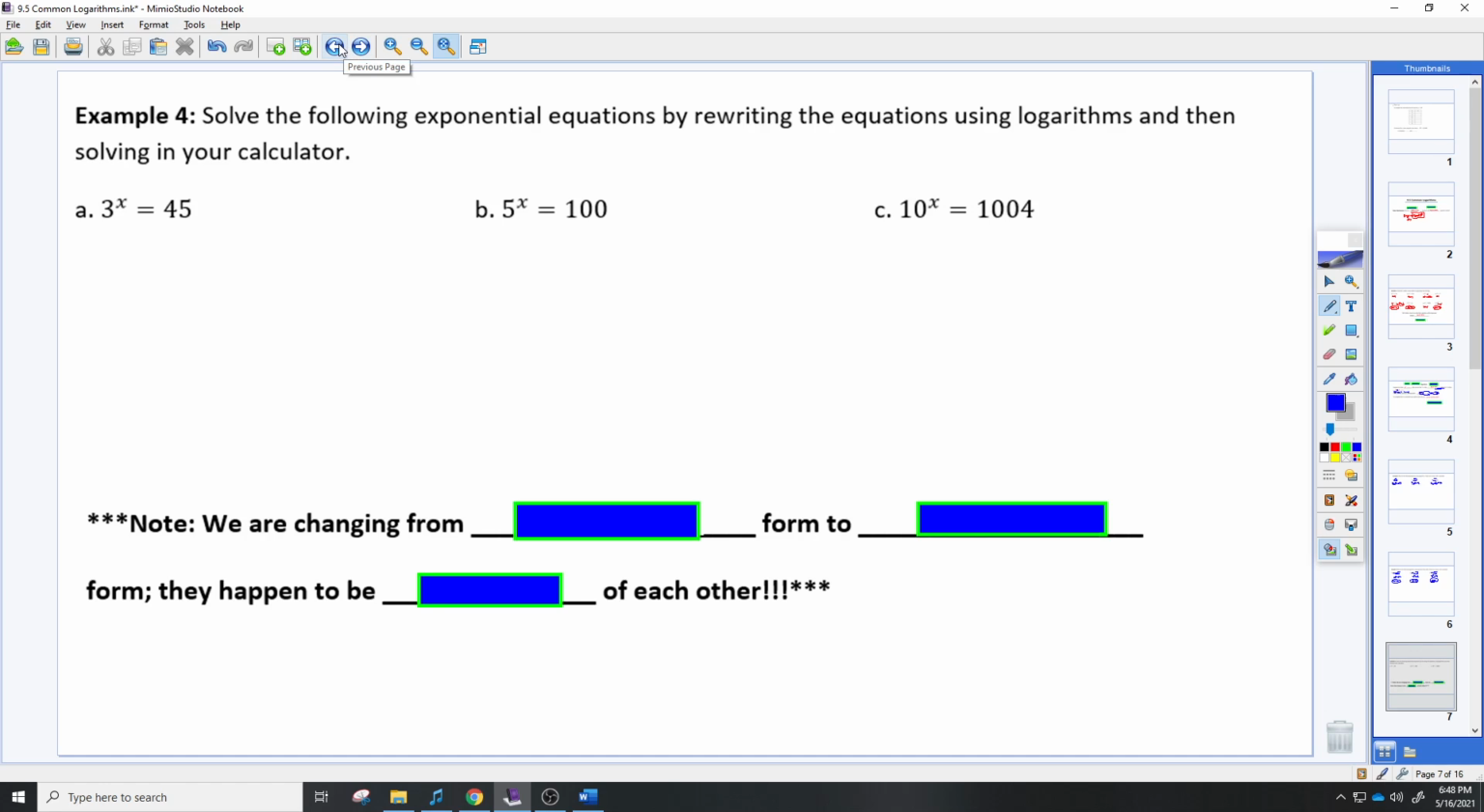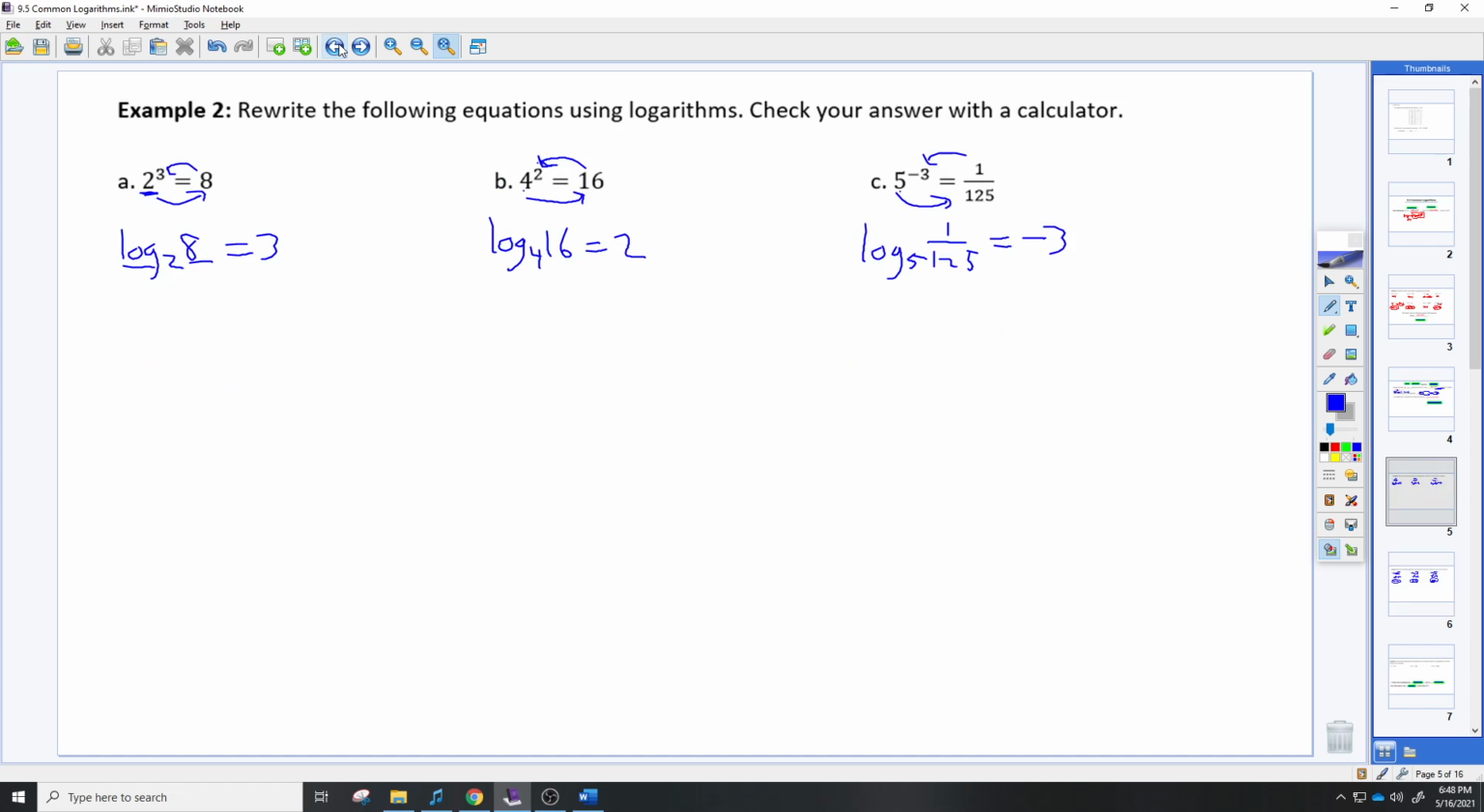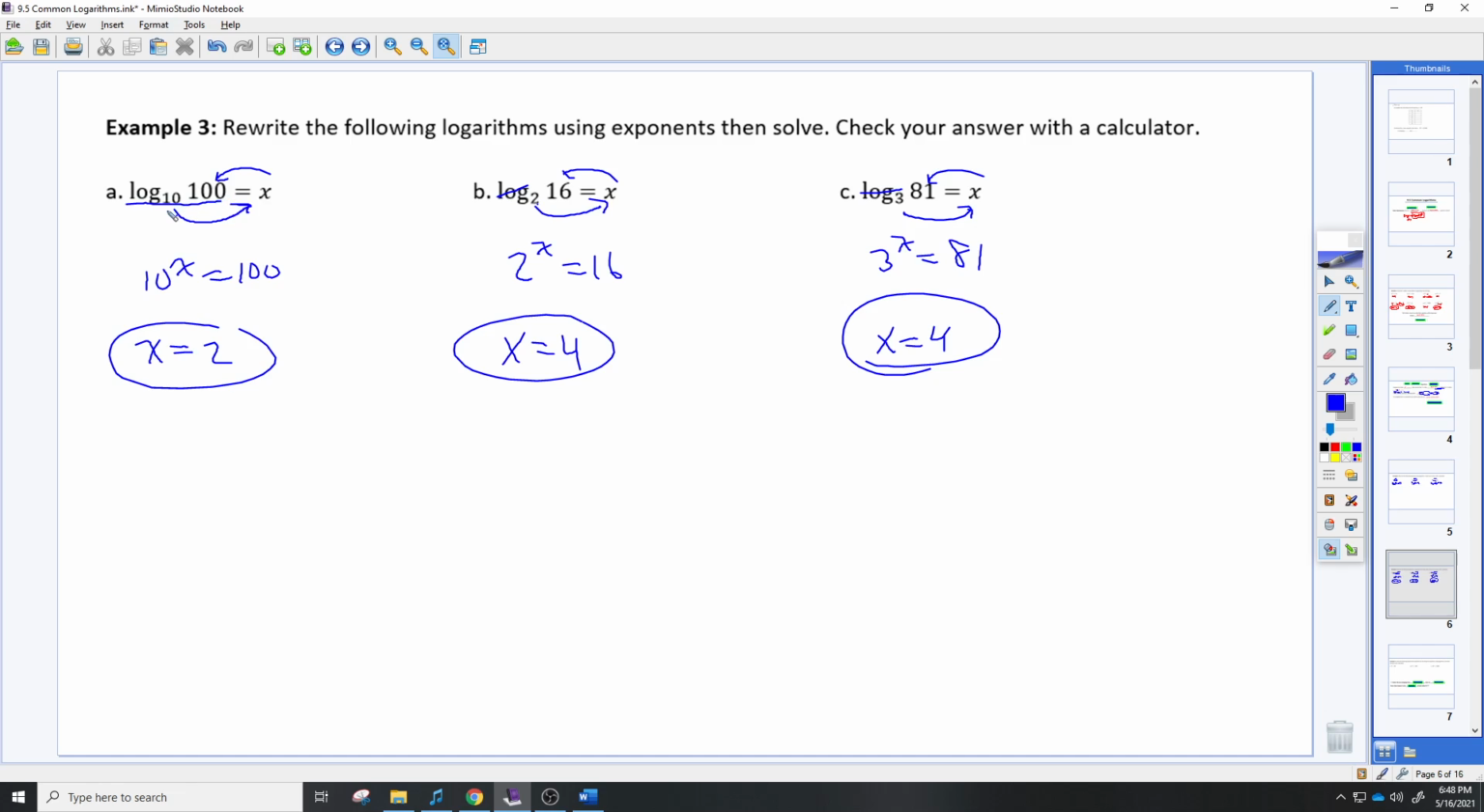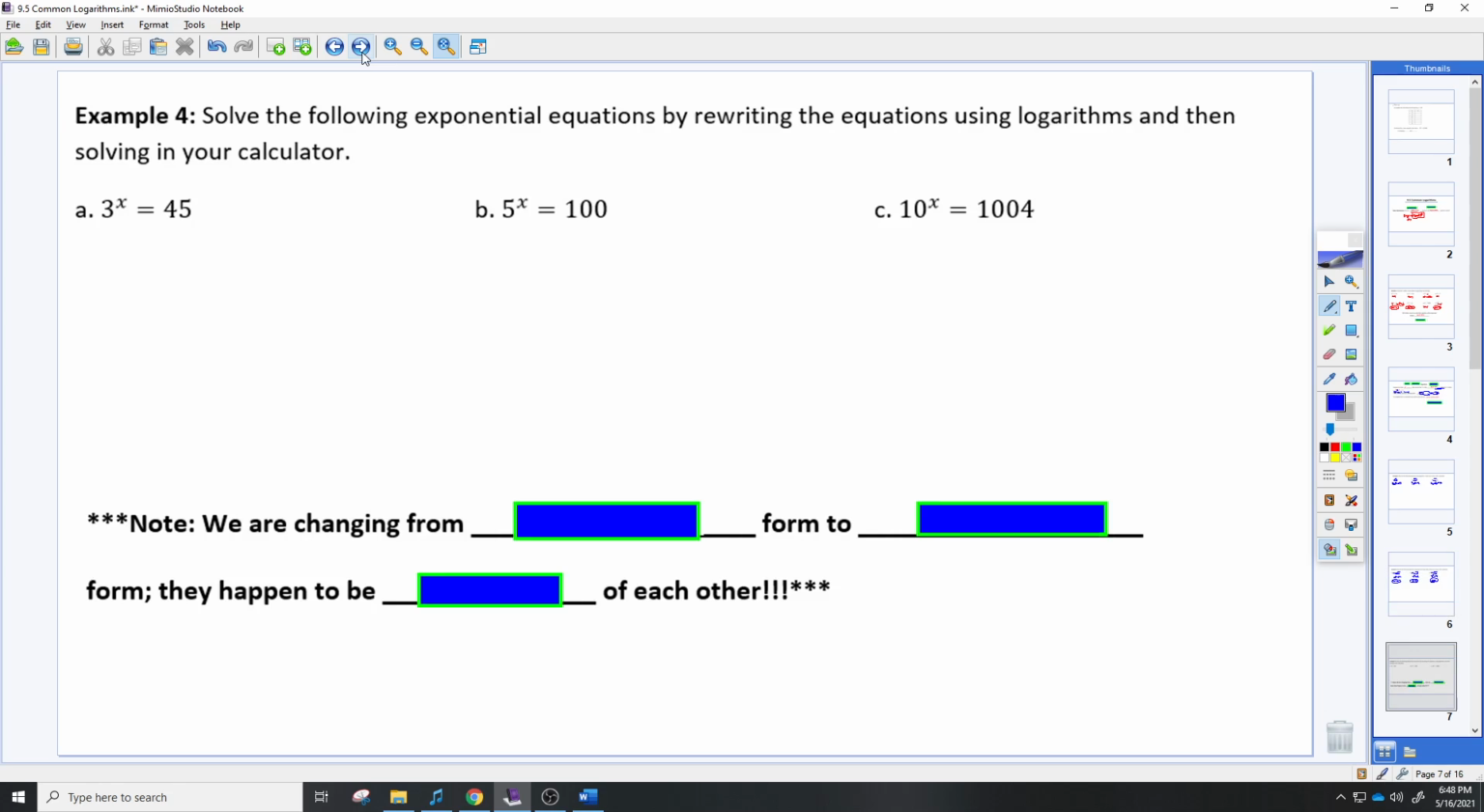So what we're actually doing is, the first thing we did was we changed from exponential form, because it has exponents in it, to logarithmic form. And then we went the other way. We went from logarithmic form to exponential form to figure out our answer.